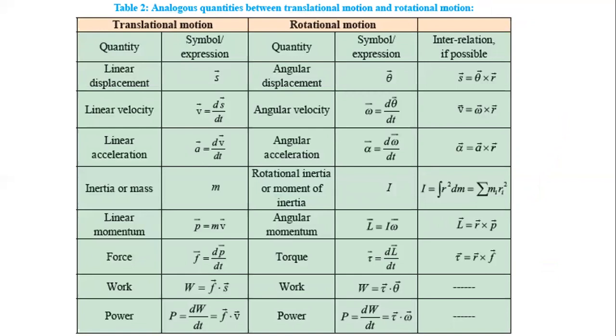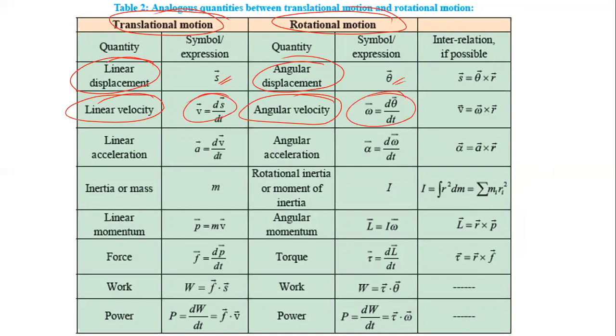Some analogous terms we also discuss here, related to translational motion and rotational motion. In translational motion, linear displacement is generally represented by symbol s. The analogous term in rotational motion is angular displacement, represented by theta. Linear velocity in translational motion is analogous to angular velocity in rotational motion. The formulas for linear velocity and angular velocity are given here. Linear acceleration in translational motion is analogous to angular acceleration in rotational motion.